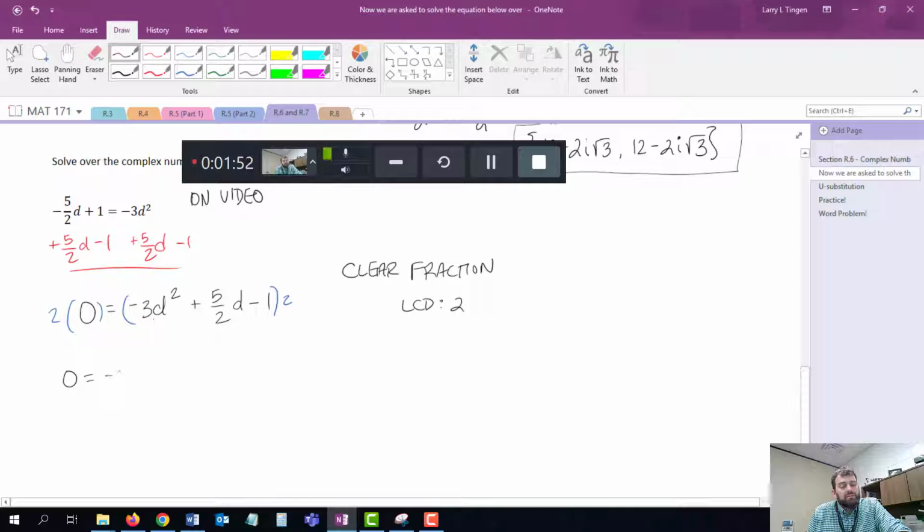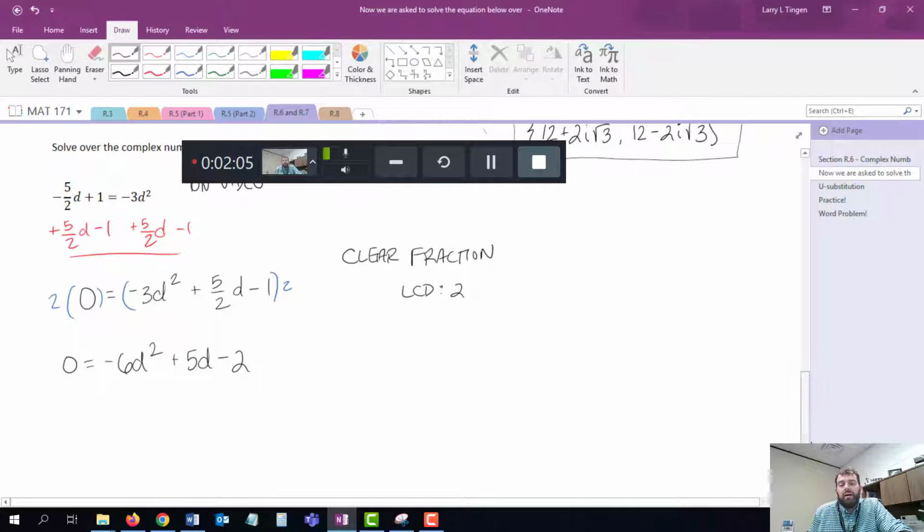2 times negative 3 is negative 6. 5 halves times 2 is 5. And negative 1 times 2 is negative 2. And now I have a quadratic. My coefficients are what? A is negative 6. B is 5. And C is negative 2.